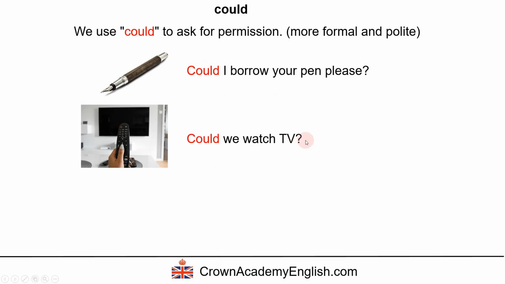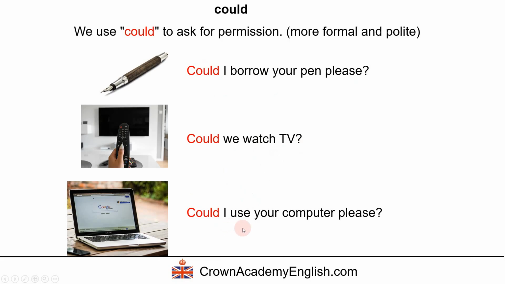Could we watch TV? Okay, so we're asking for permission to watch TV. Modal, subject, base form of the verb. Could I use your computer, please? Okay, so I'm asking for permission to use your computer. Modal, subject, base form of the verb. And as I said earlier, it is only for asking for permission with could. We do not give permission with could.